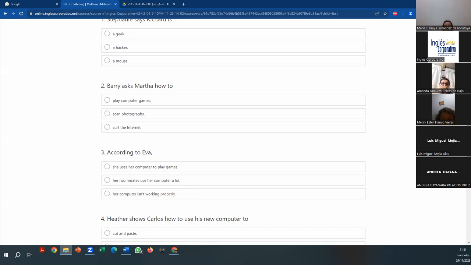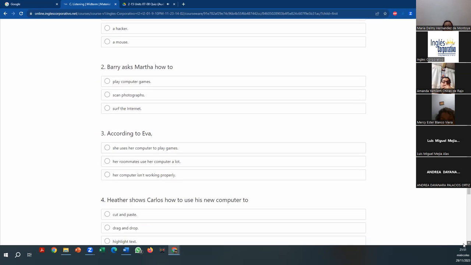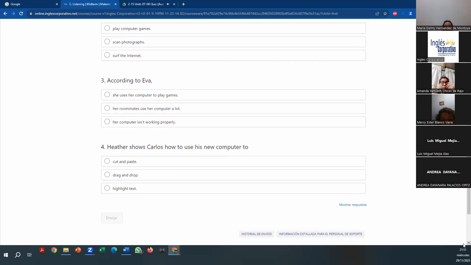Two. Hey, Martha, can you come help me? I'm having computer problems. You? But you're such a technophile. You're always surfing the net. Yeah, but I don't know how to do everything. So what's the problem, Barry? Whoa, what are all these photos doing on the table? I'm trying to scan them so I can email them to friends. Oh, scanning is easy. Place the photo here, be sure to put it face down, and then double click on this. That's it? That was easy.